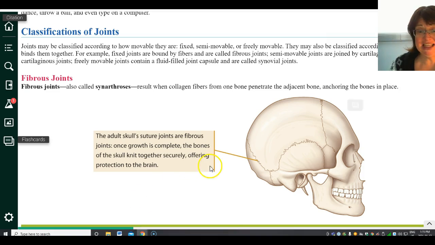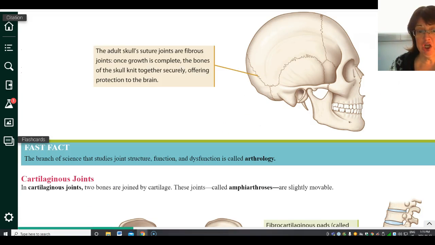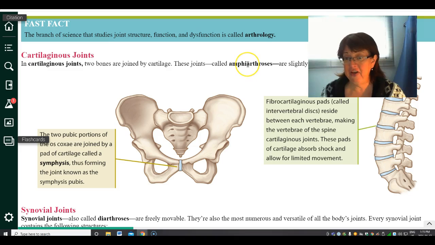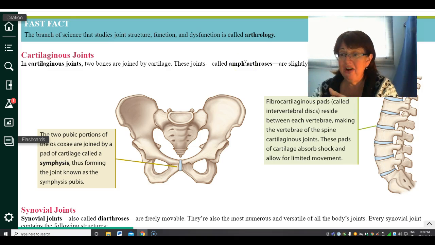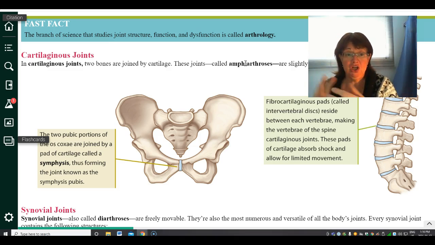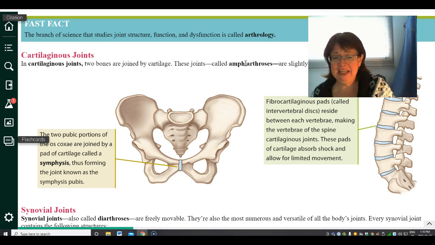The next joint has some movement, but not a lot. So it's both anchoring and movement. It is a cartilaginous joint because it's got cartilage in it, and it's an amphiarthrosis. The way I remember this is like amphibian. Amphibians are organisms that can live in both land and water. So an amphiarthrosis is both movable and not movable, which means it's slightly movable. These are cartilaginous joints. There's cartilage in between them, cartilage pads, and they are slightly movable.